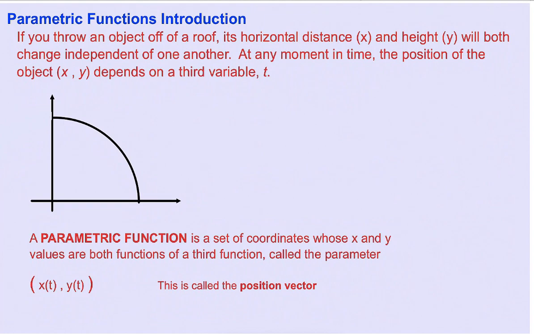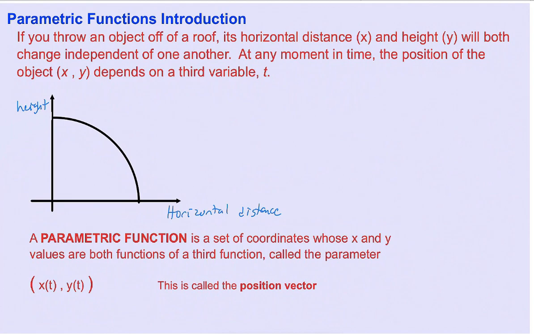the horizontal distance of your throw would be in this direction, and the vertical distance, or the height, aren't really dependent on each other. What they depend on is a third variable, time, the amount of time the ball or whatever it is you're throwing has been in the air.